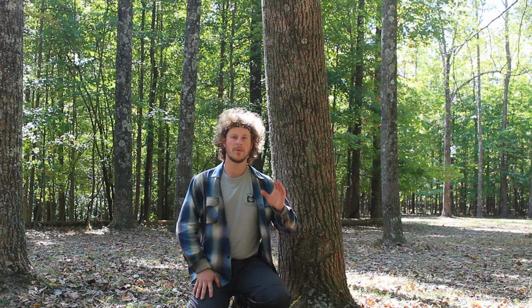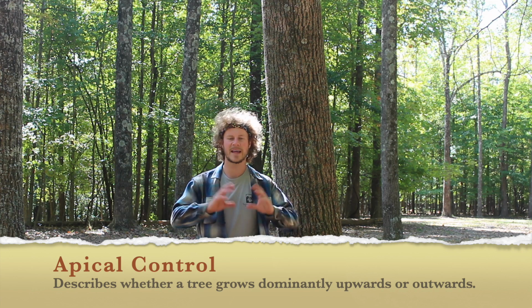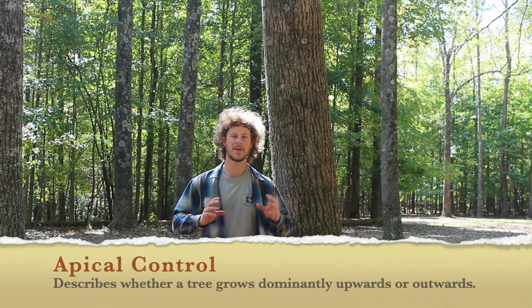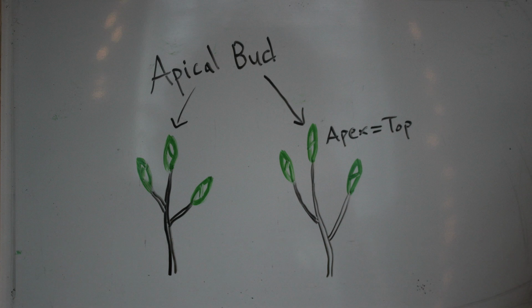Now, why would a tree have a growth habit like this? Well, we're going to talk about a concept that's called apical control. Now, that takes some breaking apart. What is apical control? Well, first, we need to know what an apical bud is. Think of the apex being the top of something. The apical bud is going to be the top bud on a twig.